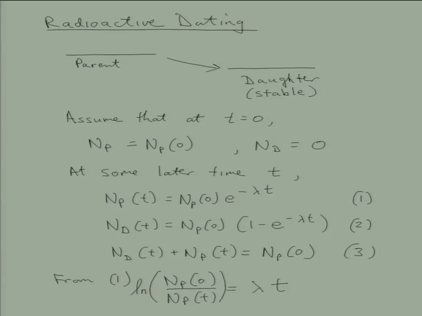Okay. So NP is the number of parents. I call that NP of 0. And ND is the number of daughters, and I claim that's 0. Okay. Now, what happens as time goes on?